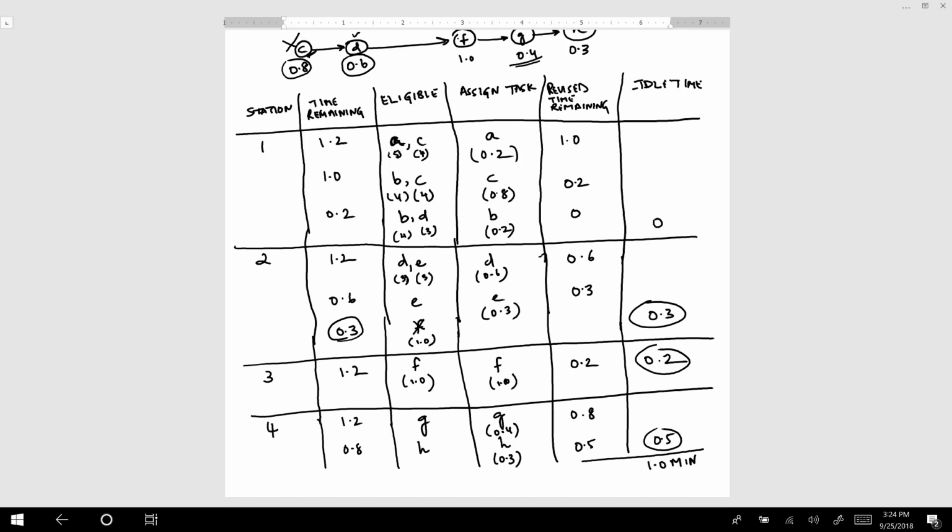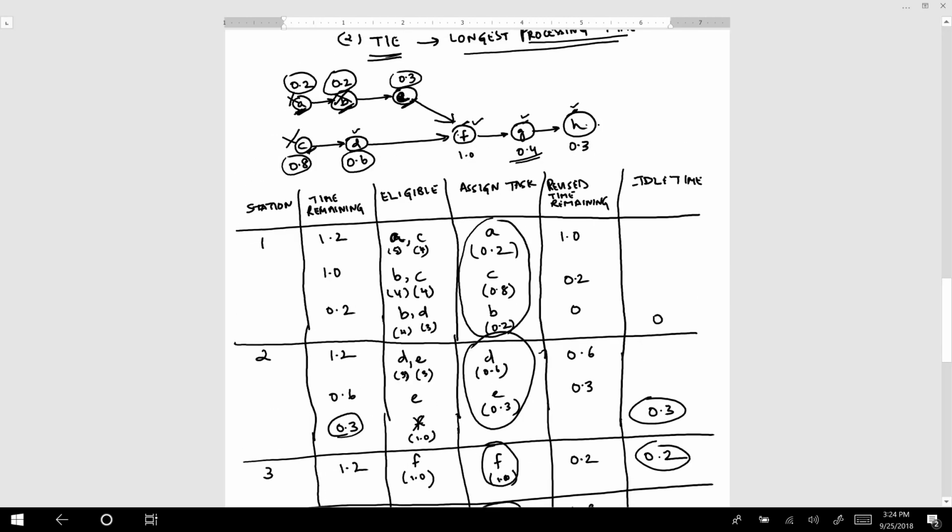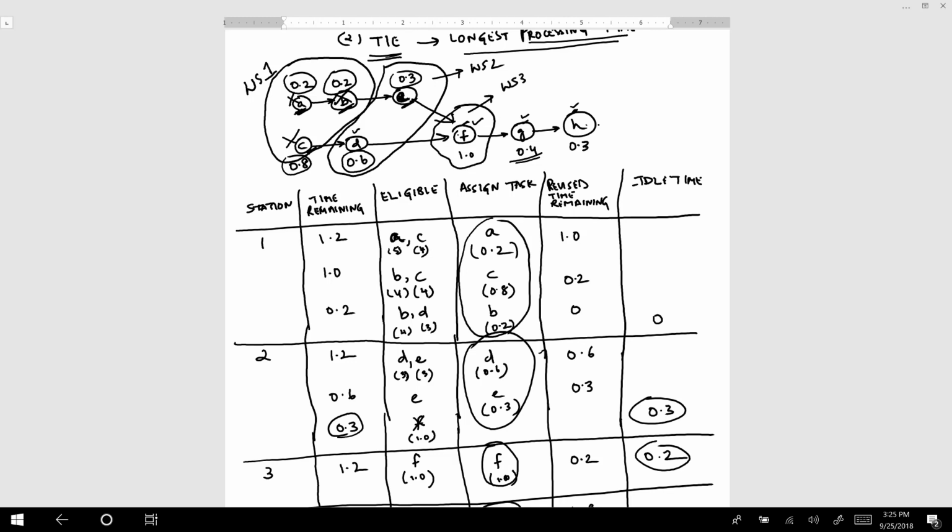So I am assigning A, C, B to the first workstation, D, E to the second, F to the third, and G, H to the fourth. If you want to draw it here, this ACB will be my workstation 1, which I will write as WS1, and then DE is my workstation 2, this is my workstation 3, and this is my workstation 4. So that's how I will be assigning the workstations.